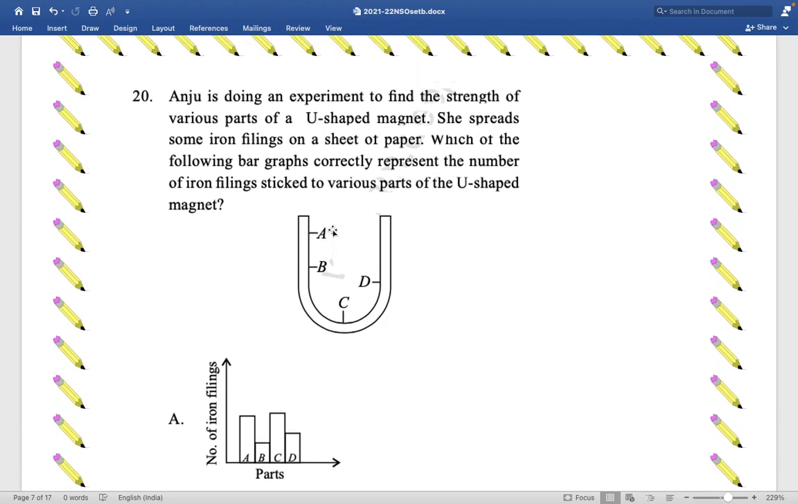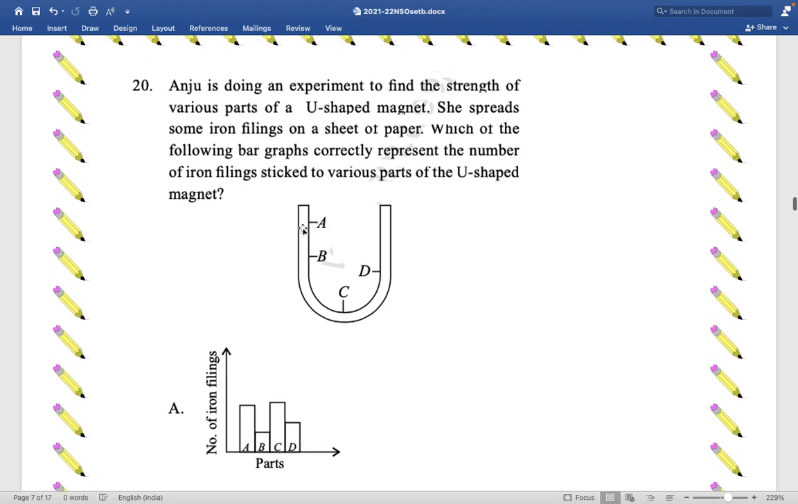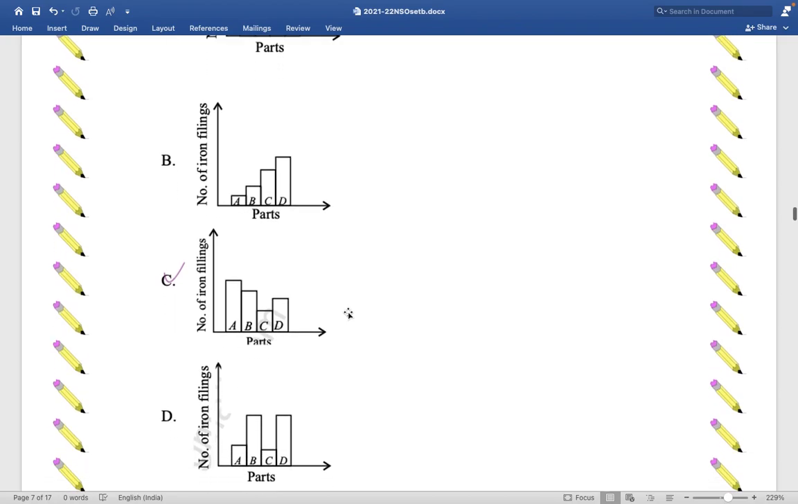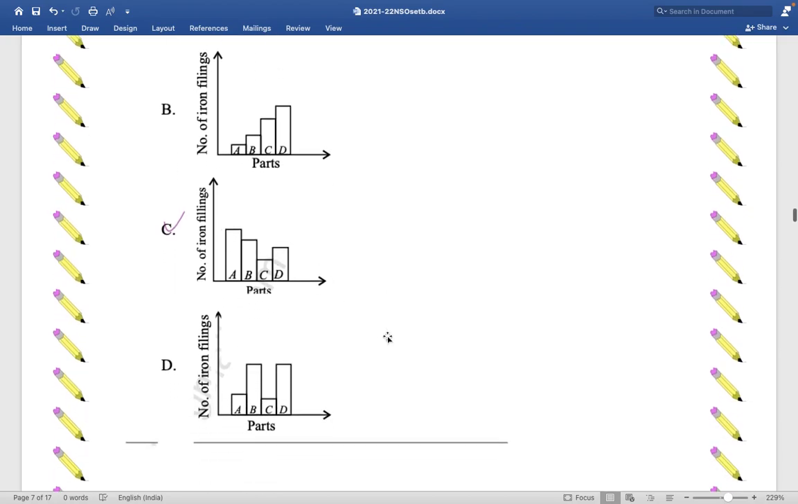In question 20, most of the iron filings will stick to A, but they will not stick at C at all because it has the least magnetic force. A has the most magnetic force, B has the second most, and D has a little less magnetic force. C has the least magnetic force and hence no iron filings will stick to it. So the correct bar chart showing the information is C.